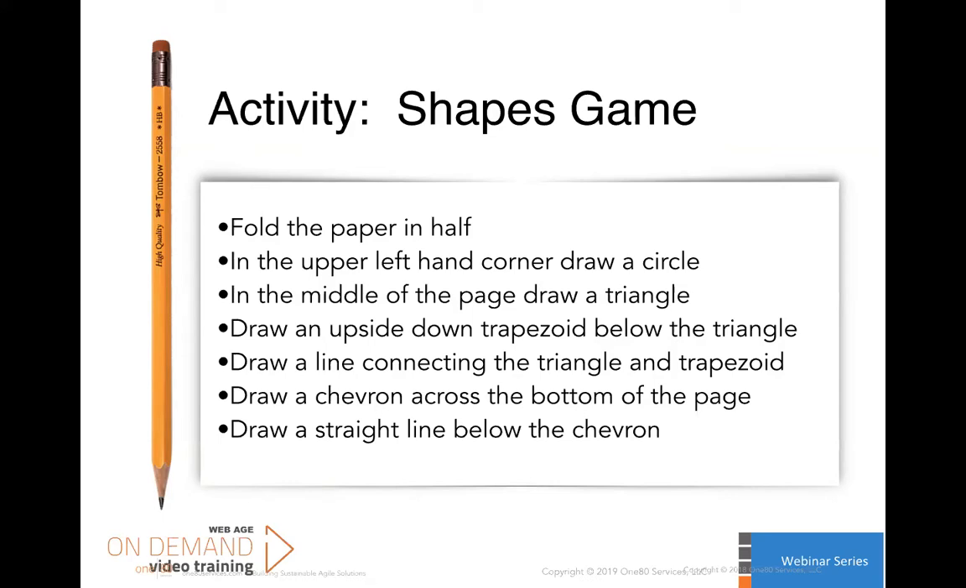You want to get out a piece of paper, and you're going to want to fold that paper in half. Requirement number 2 then is in the upper left-hand corner, you're going to draw a circle. In the middle of the page, you're going to draw a triangle. Then you're going to draw an upside-down trapezoid below the triangle. Next one, you're going to draw a line connecting the triangle and the trapezoid. Next, draw a chevron across the bottom of the page. And then the last written requirement is draw a straight line below the chevron.